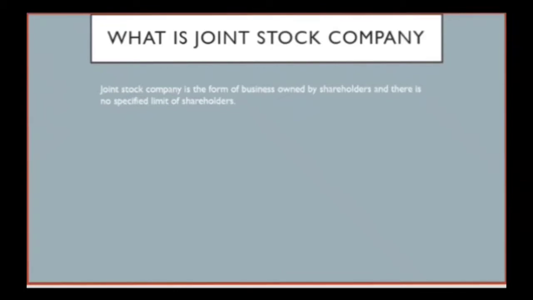But in a joint stock company, there are shareholders and it is not specified by any law how many shareholders there should be. So it is a form of business which is owned by the shareholders and there is no specified limit of shareholders.